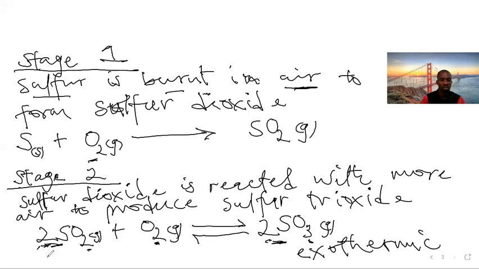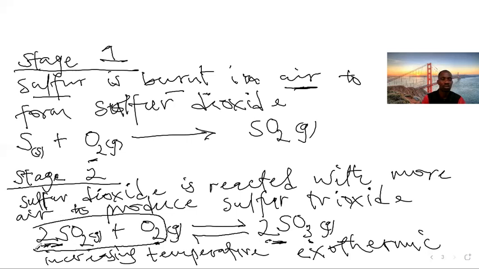So if we increase temperature, what happens? If we increase temperature, it favors the endothermic reaction. It means we will have more of the reactant this way. But that's not our aim. Our aim is to get sulfur trioxide. So we need to reduce temperature if we go by Le Chatelier's principle.